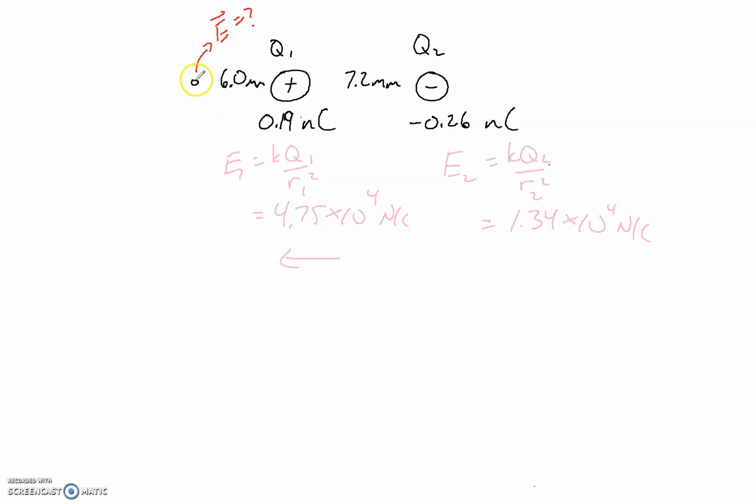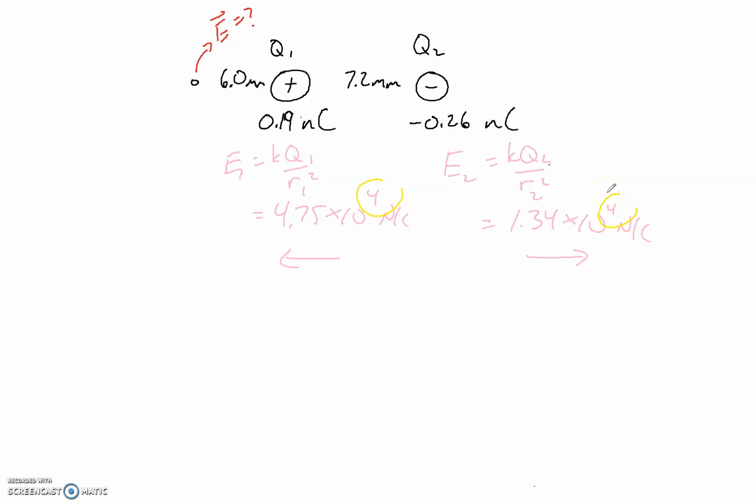The electric field wants to go towards the negative, so just pretend Q1's not there. It's going to go towards the Q2, so it's going to go this way. And I mentioned this before, I know I'm probably right with my answers because my powers of 10 are very similar, so things are looking pretty good.